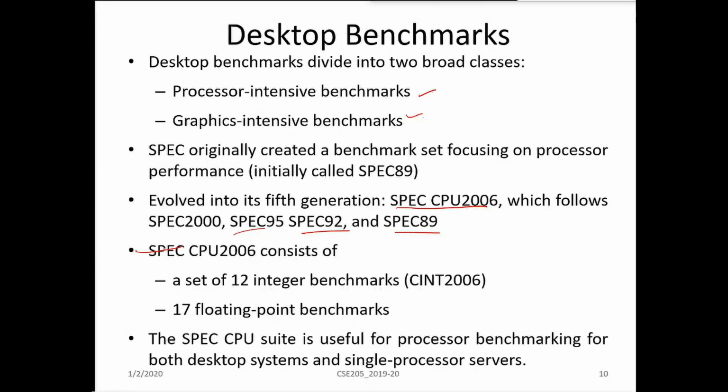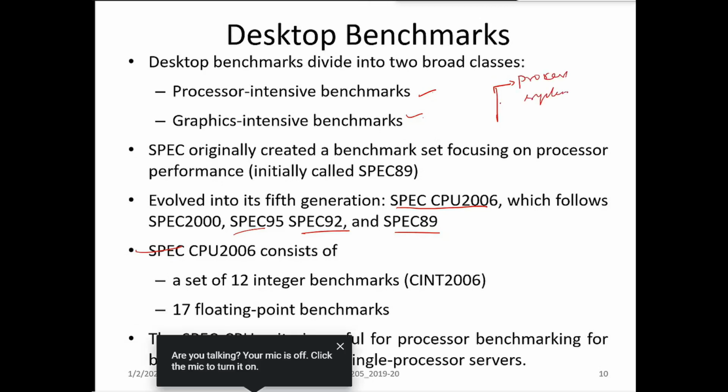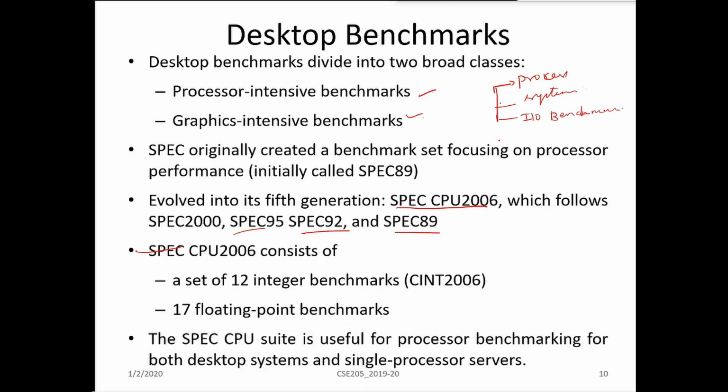But here they haven't specified. In general, as I listed already, they classify like this: processor benchmark, system benchmark, IO benchmark. These are the major cases we have, and database. So all those things may fall into any one of the categories. The only thing is that you have a differentiation. EEMBC is for embedded applications, SPEC is for the workstations, and again some variations.